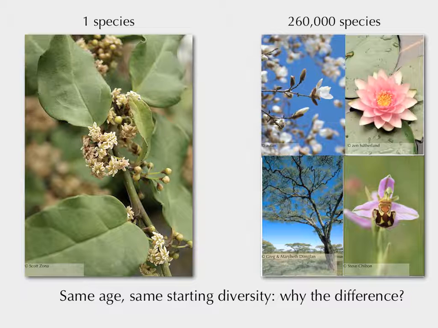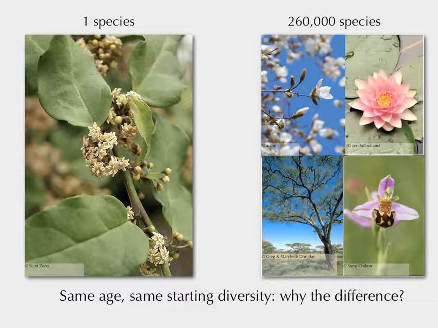So, angiosperms, right? At the beginning of angiosperms, we have a divergence. Some angiosperms go one way, some go another way at that split. One species goes one way, and a quarter million species go the other way, arising from the other branch. This is really uneven, right?